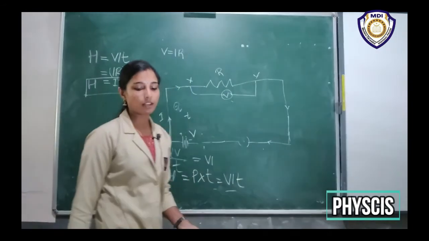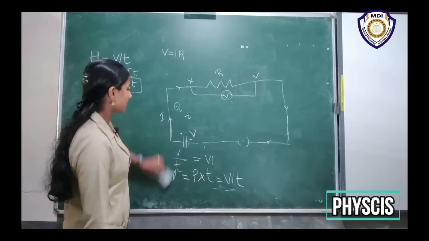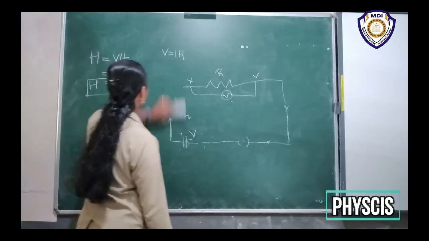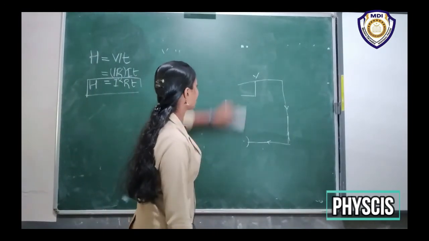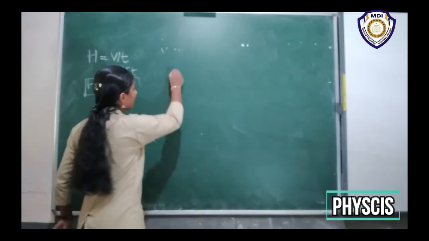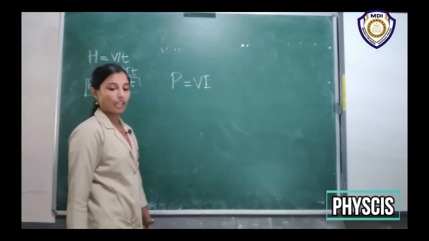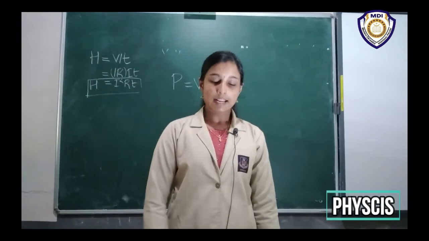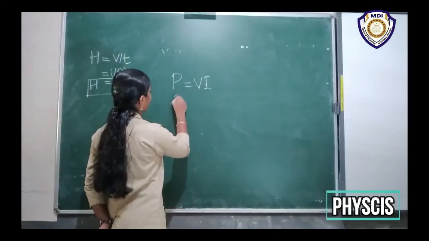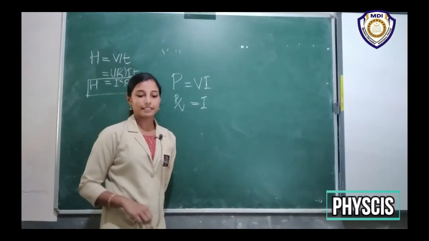So from the equation of power, we know power is equal to VI, right? We know power is equal to VI. And thus the current I, we can get the current from this equation. How can we find it? P by V will give the current. Okay, so this will give the current.